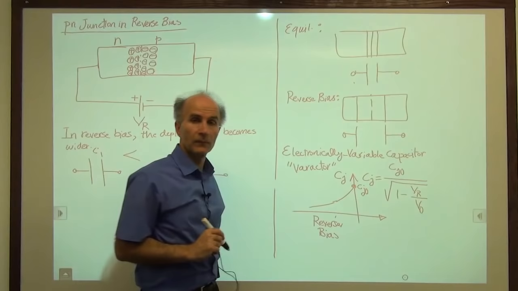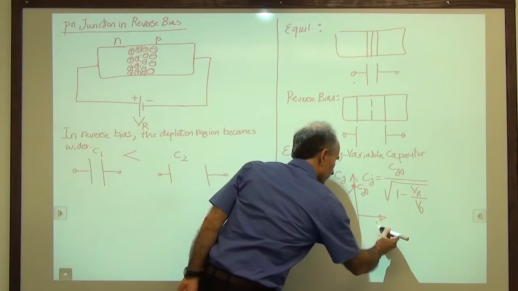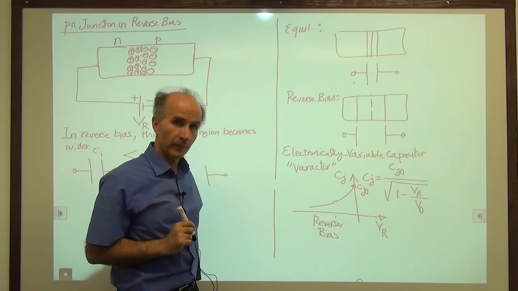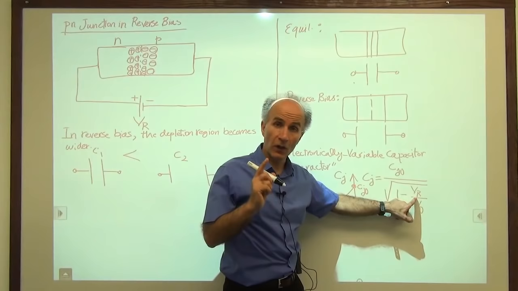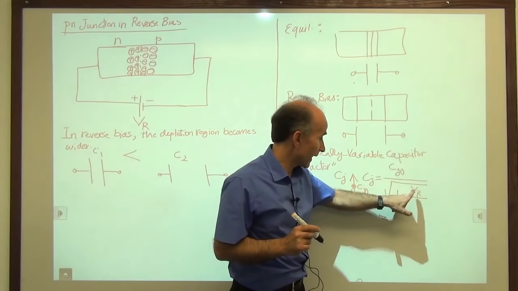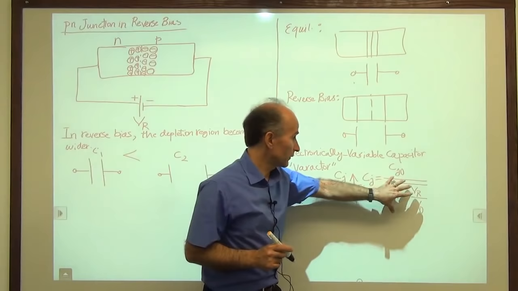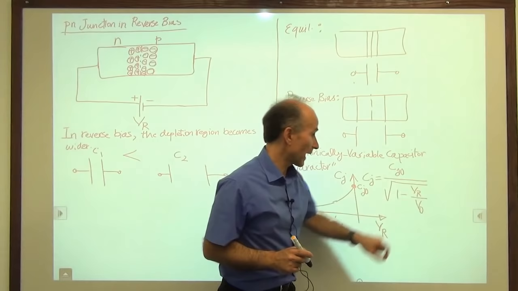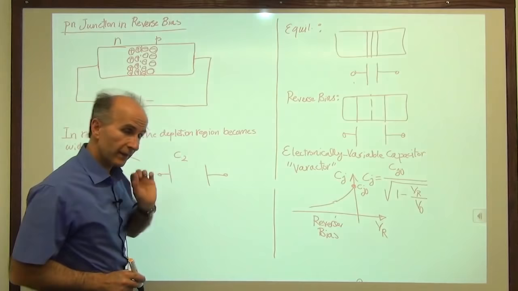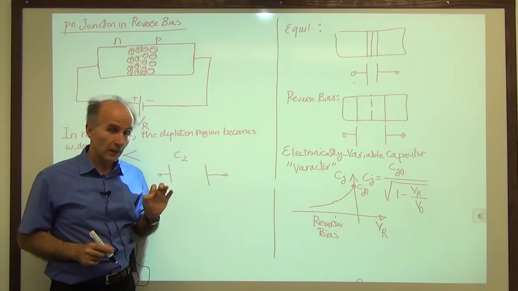All right, so I'm going to write VR here at the risk of creating confusion. So, this plot says VR has to be negative to be in reverse bias. This equation also says VR has to be negative, because if VR is negative, then this would be like plus absolute value of VR. As the absolute value of VR increases, this term increases, and the capacitance drops. So this equation is consistent with this plot, and in this equation, VR has to be negative, so that's fine. This equation and this plot are not quite consistent with this drawing here, but don't worry about it. So long as you know what reverse bias means, we should be okay.